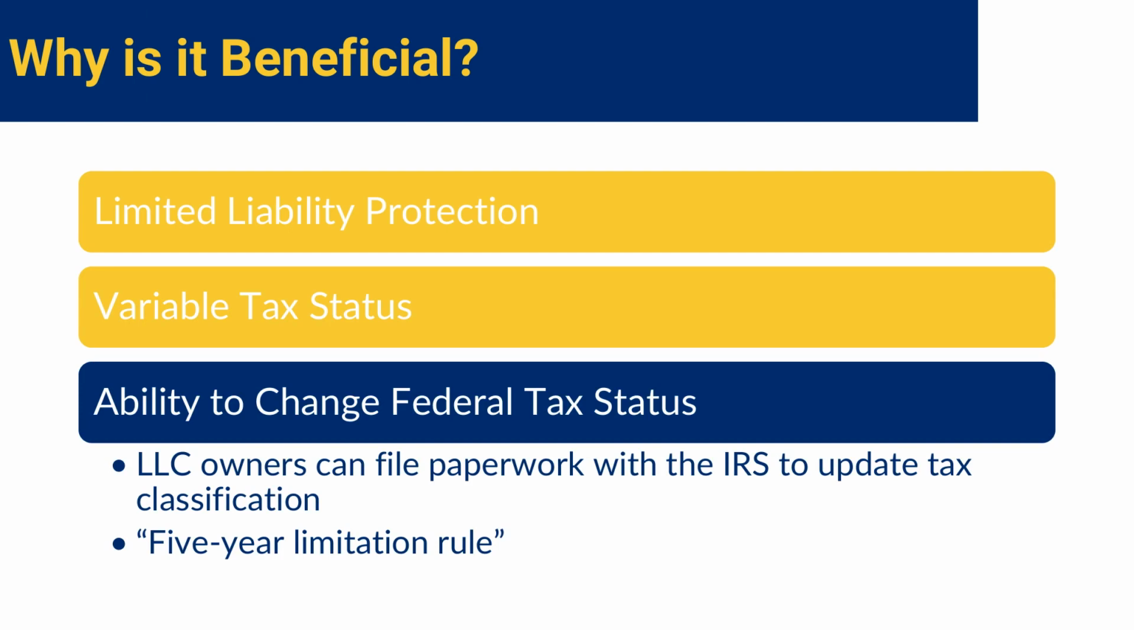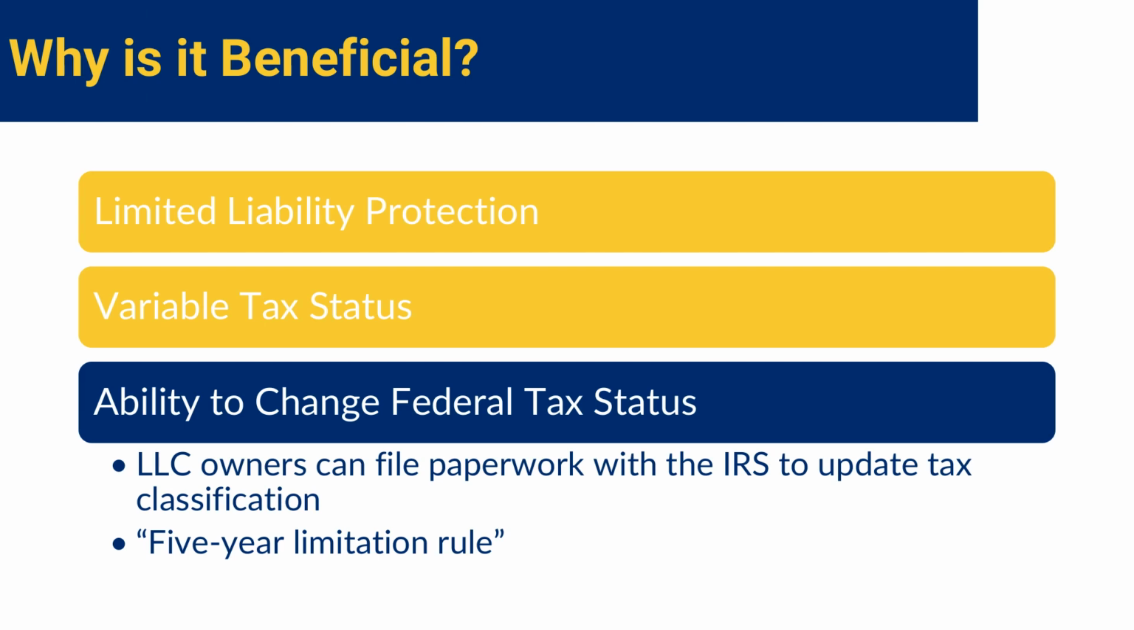Finally, an important aspect of an LLC's federal tax status is the ability to change it as your business evolves. As mentioned earlier, LLCs can initially choose their preferred tax status, but they are not locked into that choice permanently. If an LLC's circumstances change or if the owners determine that a different tax status would be more beneficial, they can file the necessary paperwork with the IRS to update their tax classification.